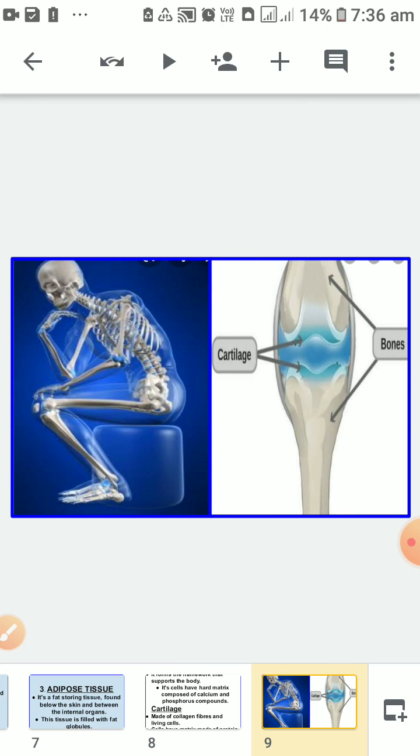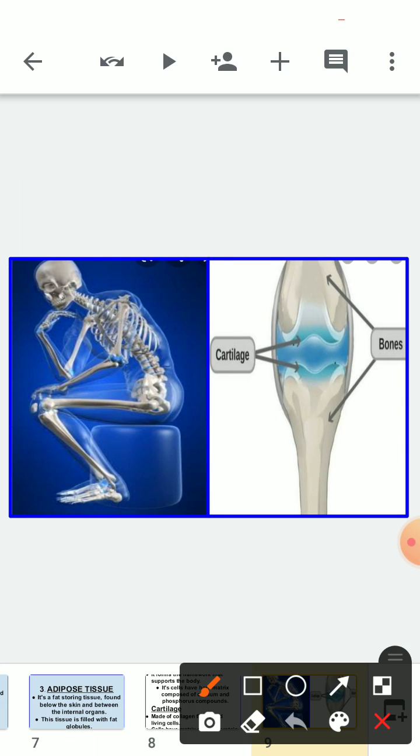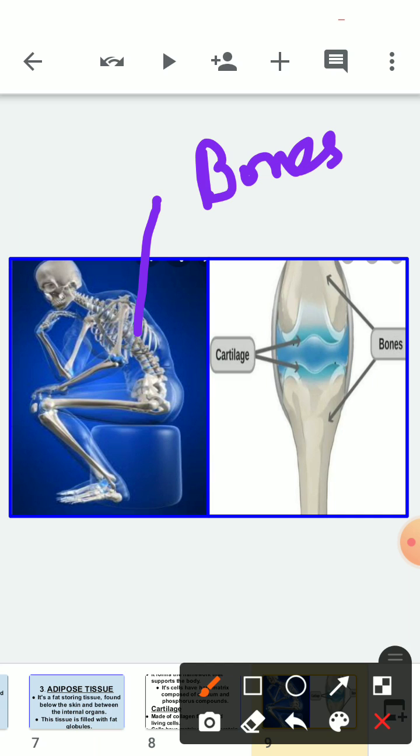Here you can see the skeletal system, in which we can see the bones. The skeletal system is made up of bones. And here you can see the cartilage and bones. The outer hard part is bone and the inner soft part is cartilage.